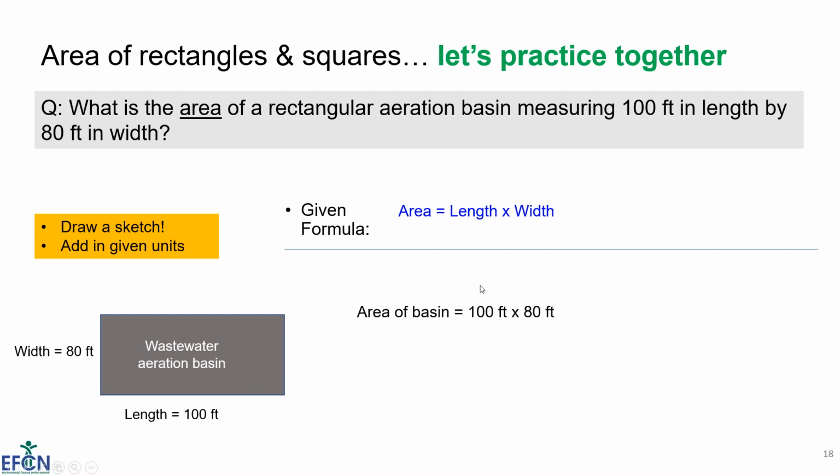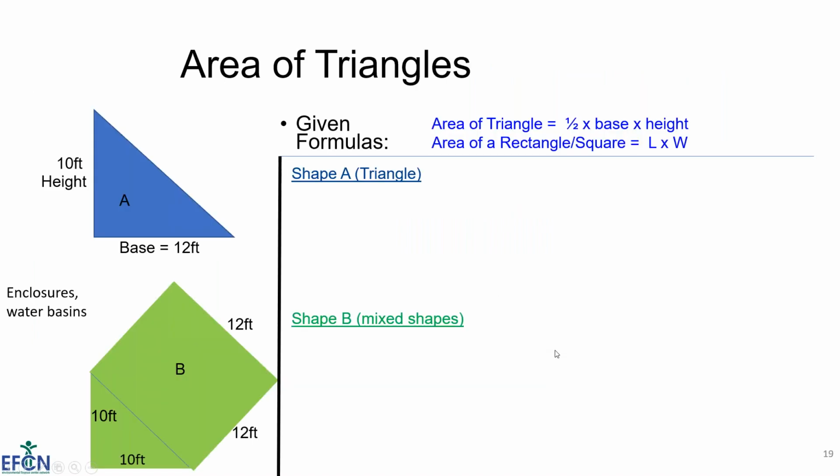And at this point, all I need to do is plug in the units. So the area of my basin will be 100 feet multiplied by 80 feet. And I will end up with the area of my basin as 8,000 square feet. So feet multiplied by feet is square feet. And then I'll go back to my equation and ask myself, did I answer it completely? They were asking me to get the area of a rectangular basin. And I think I have answered my question completely.